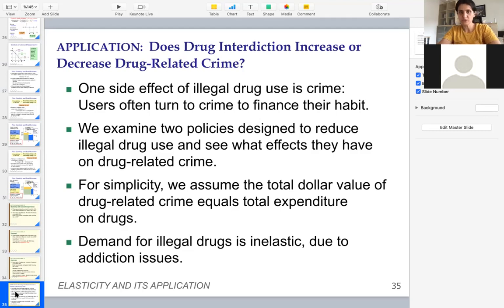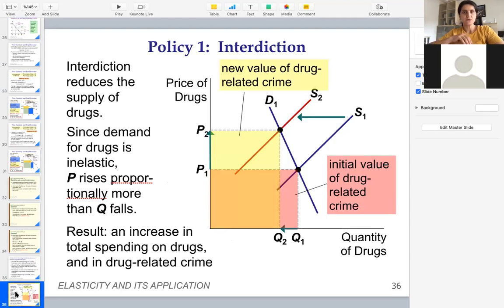We examine two policies designed to reduce illegal drug use and see what effects they have on drug-related crime. For simplicity, we assume the dollar value of drug-related crime equals total expenditure on drugs. So demand for illegal drugs is inelastic due to addiction issues. As I said, any addictive thing will have inelastic demand. So suppose an interdiction situation.